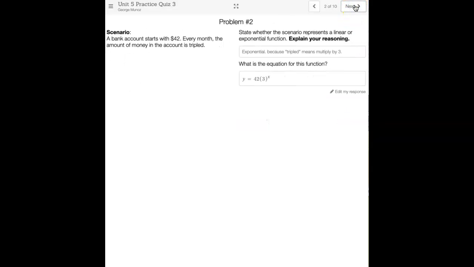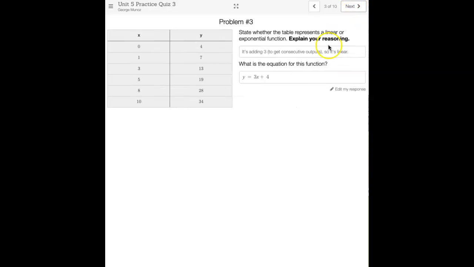Like I said, we did slides 1 through 6. In this one, bank account starts with $42. Every month the amount is tripled. So it's tripled means multiplying by 3, which again, multiplying is exponential. Times 3 is our rate of change, starting with 42, so 42 is our initial value. And remember, a times b to the x, where a is the initial value and b is the multiplicative rate of change. So y equals 42 times 3 to the x power for this one.